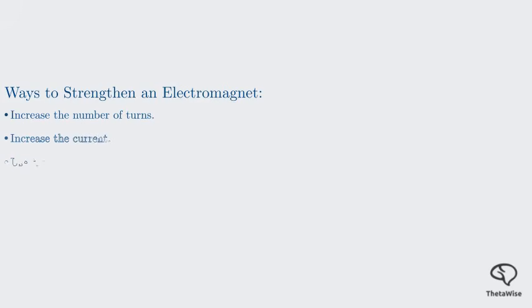Third, we can use thicker wire. This is because thicker wire has less resistance, allowing more current to flow. And fourth, we can insert an iron core into the coil. Iron is a ferromagnetic material that helps guide and concentrate the magnetic lines of flux.